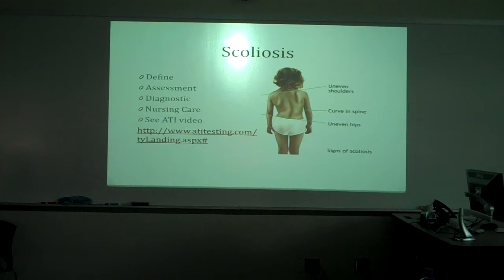Have them bend over at the waist with the arms hanging down and observe. Your textbook says underwear only, maybe a little bit more conservative than that. If it's suspicious for scoliosis, they will do x-rays to determine the degree of curvature, and treatment will depend on the degree, location, and type of curve.